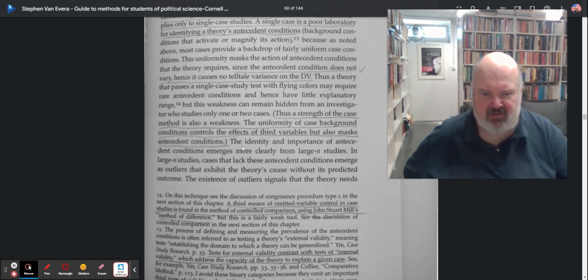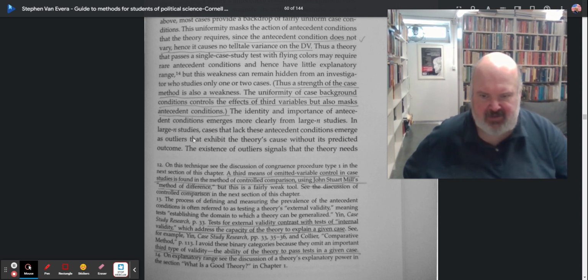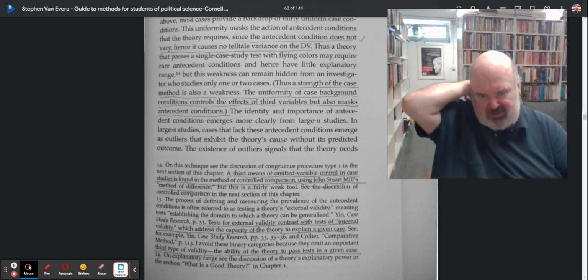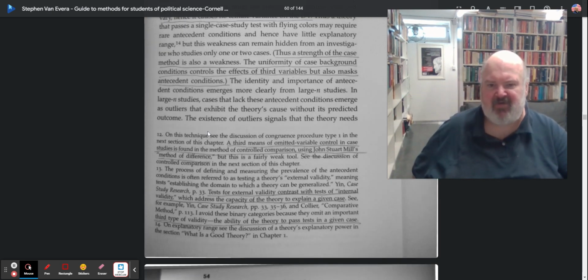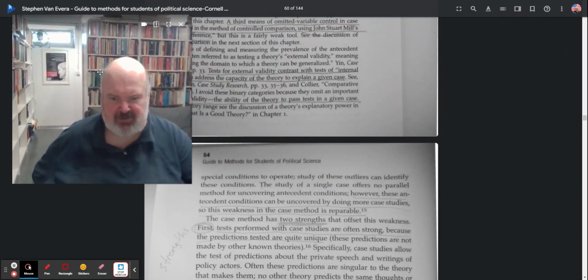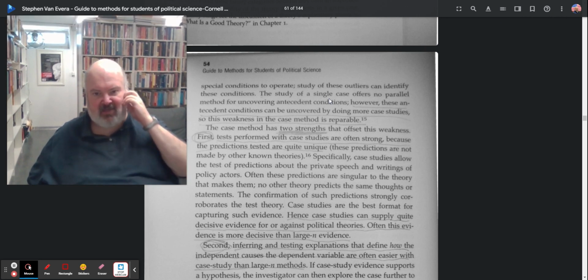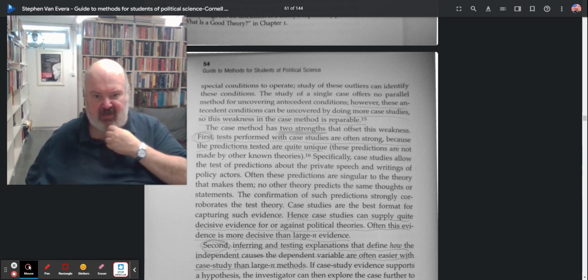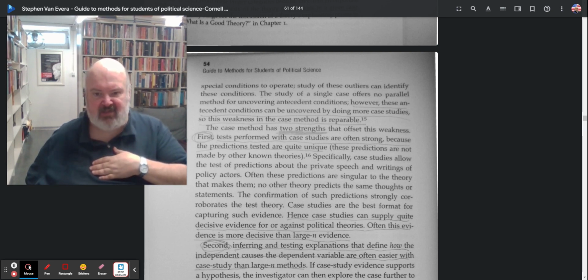The identity and importance of antecedent conditions emerge more clearly from large N studies, large case studies. In large N studies, cases that lack these antecedent conditions emerge as outliers that exhibit the theory's cause without its predicted outcome. The existence of outliers signals that the theory needs special conditions to operate. Studies of these outliers can identify these conditions. The study of a single case offers no parallel method of discovering antecedent conditions. However, these antecedent conditions can be uncovered by doing more case studies. So the weakness of case studies is repairable.